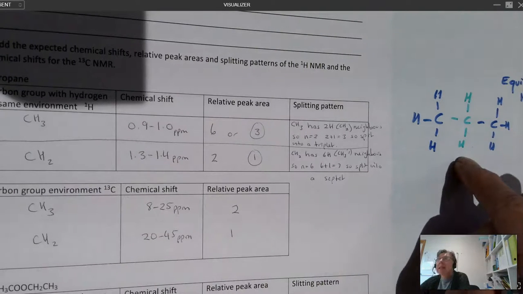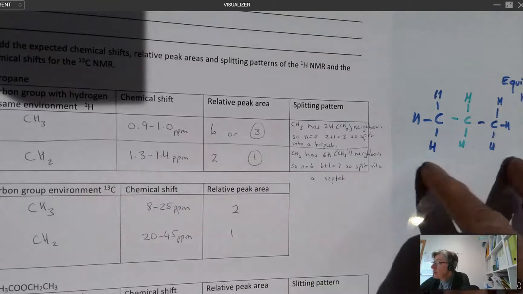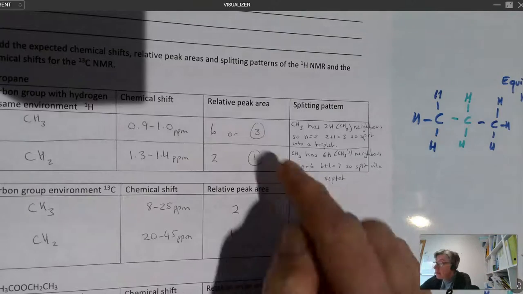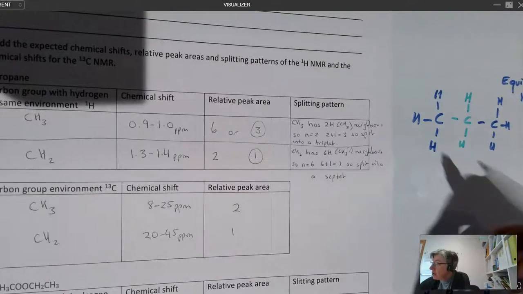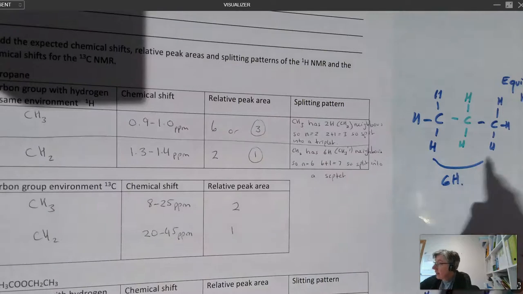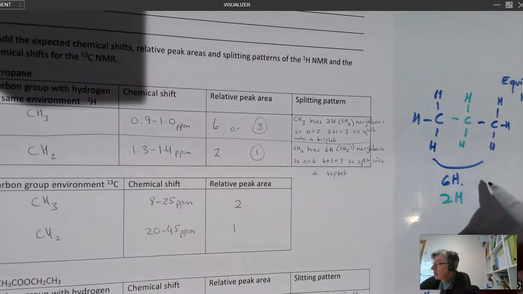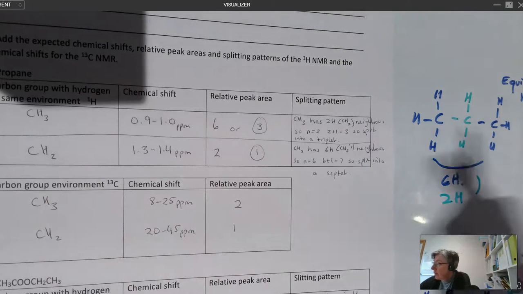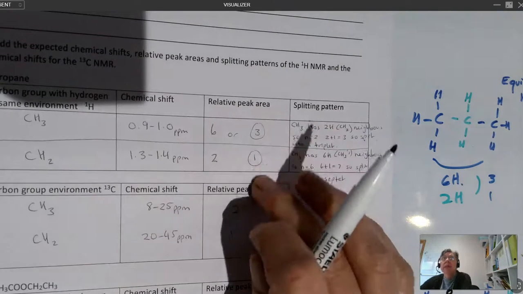These hydrogens are different because they're attached to a carbon which is attached to two CH3s. So we've only got two chemical environments. So this is 6 hydrogens here, 6 hydrogens, and the other one is 2 hydrogens. So the simplest ratio is a 3 to 1, which is the relative peak areas.